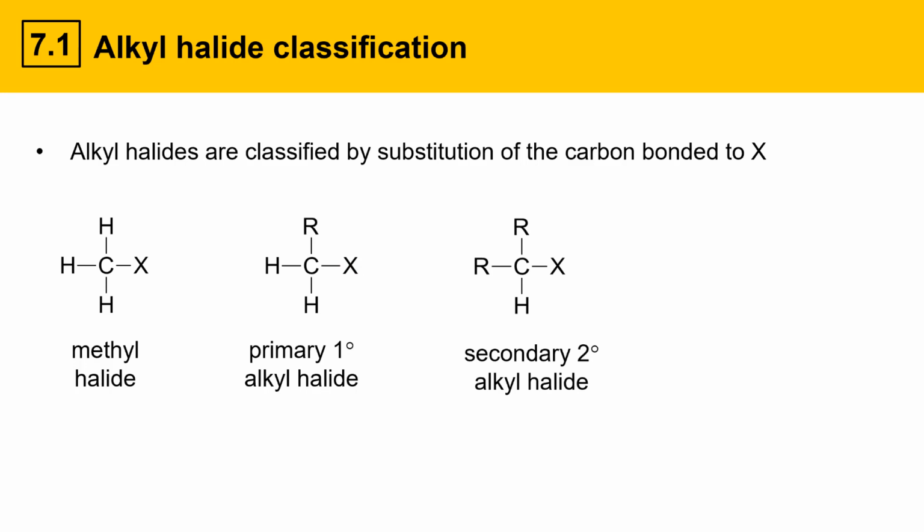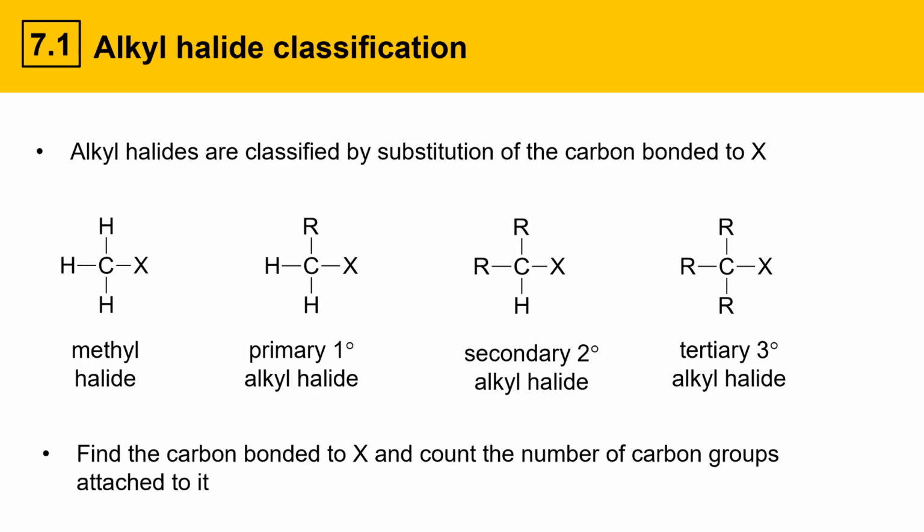Then following along with that classification scheme, 2 carbon groups attached to the carbon that's bonded to the halogen, that's secondary alkyl halide. And tertiary is 3 carbon groups bonded to the carbon that's bonded to the halogen. So we've got methyl, primary, secondary, and tertiary.